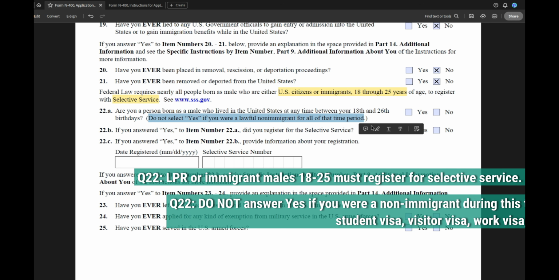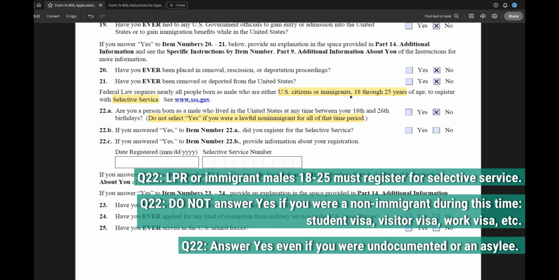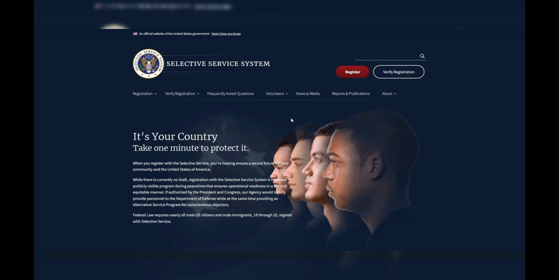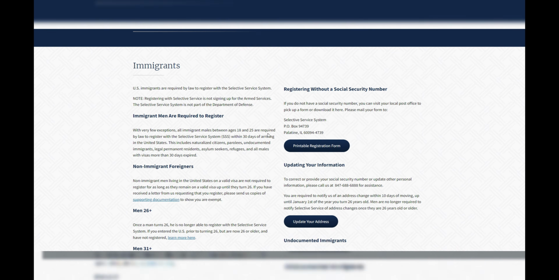Don't answer yes if you were a lawful non-immigrant during this time. So if you were on a student visa or a visitor visa during this time, you would still answer no to this question because you were not an immigrant. You were not required to register. However, if you were a permanent resident, even if you were undocumented, or if you became an asylee during this time, then you had to register for selective service. And for more information on selective service requirements, you can go to their website.